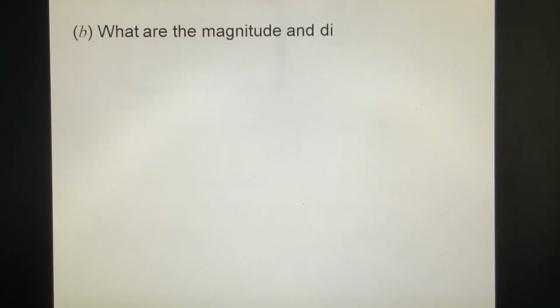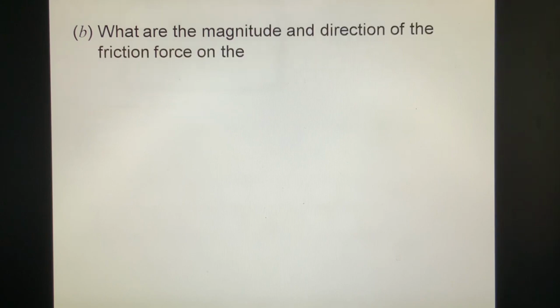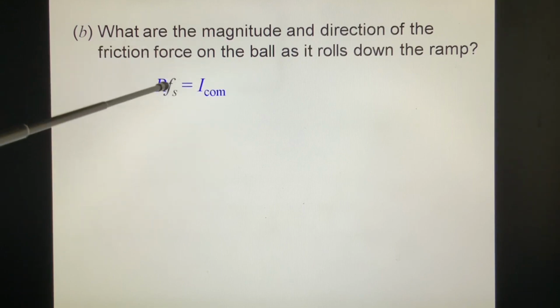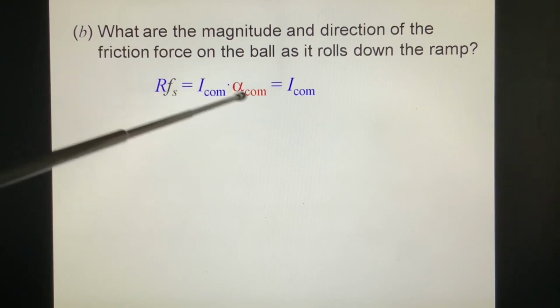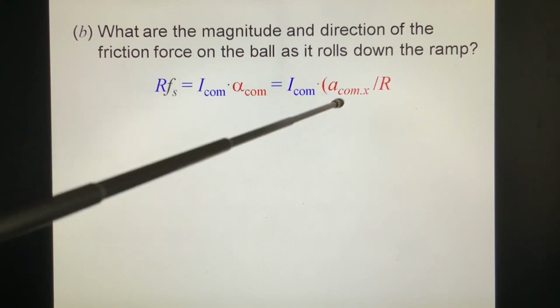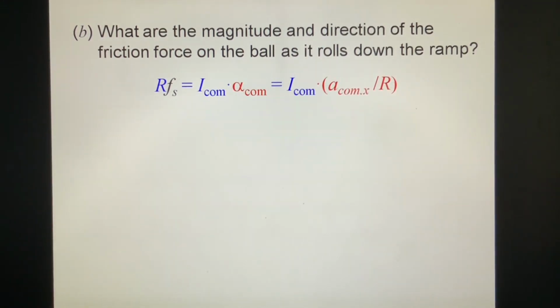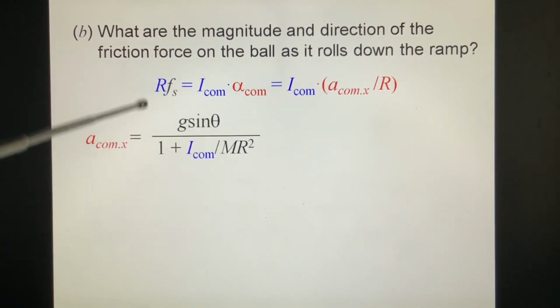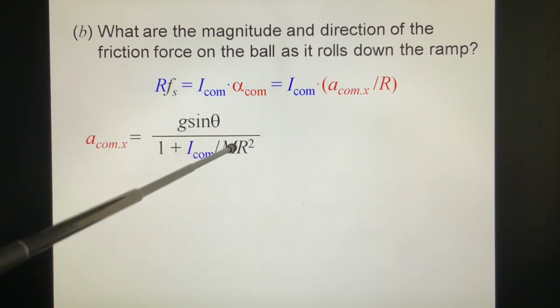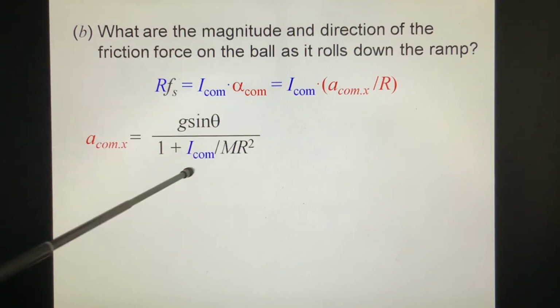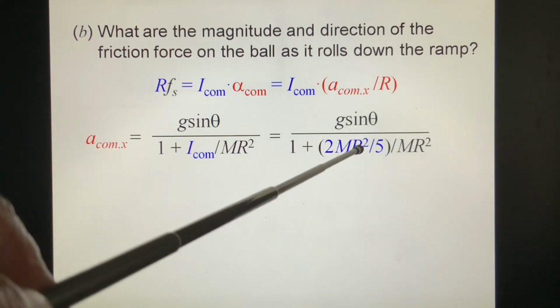Question B. What are the magnitude and the direction of the friction force on the ball as it rolls down the ramp? Before, we assume the direction is going up, and we have this equation, R F equals I_com alpha_com, and alpha_com equals acceleration of the center of mass over r. What is the a? We also calculate this one. This a is special, equal to g sine theta over 1 plus I_com over m r squared. In this case, it's a ball, so I_com equals 2mr squared over 5.